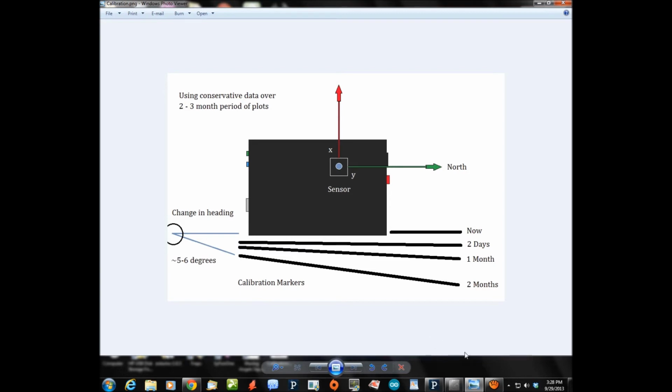So anyway, this is 2 months ago. This is where this edge of the sensor would have been aligned. I've got the sensor marked off where it's located approximately inside the housing. This edge would have been aligned with this piece of tape 2 months ago.